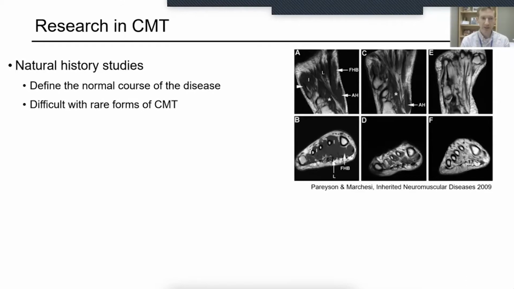But this can be difficult with rare forms of CMT because it's hard to find a lot of people that have a rare form of CMT. It's hard to get enough numbers of people to really be confident of what the normal range is and what the sort of noise is.